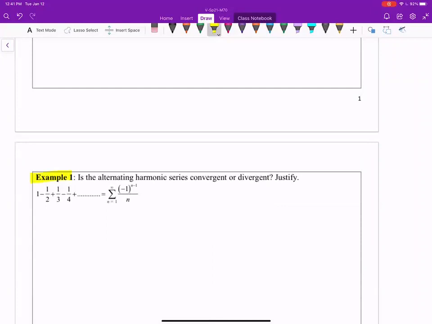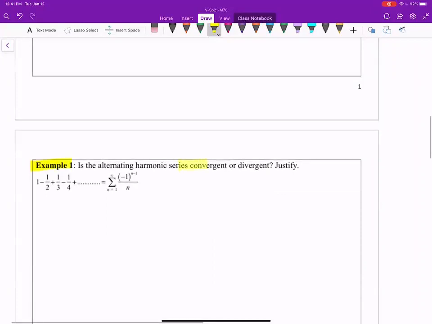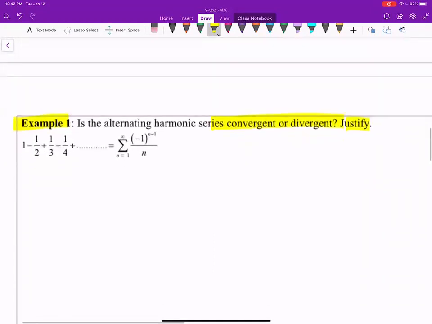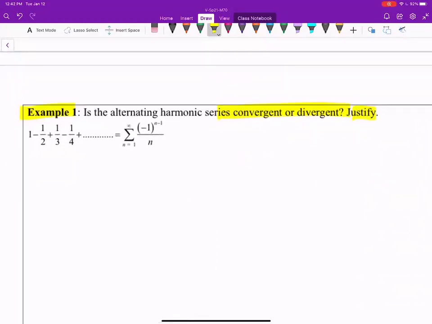Is the alternating harmonic series convergent or divergent? Justify. So 1 minus 1/2 plus 1/3 minus 1/4, etc., which is written in sigma form: sigma n varying from 1 through infinity, negative 1 to the power n minus 1, over n. This is an alternating harmonic series. The question is, is it convergent or divergent?